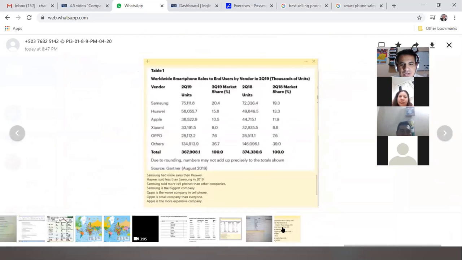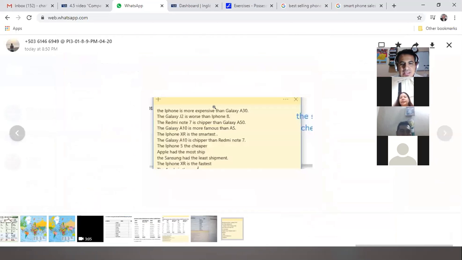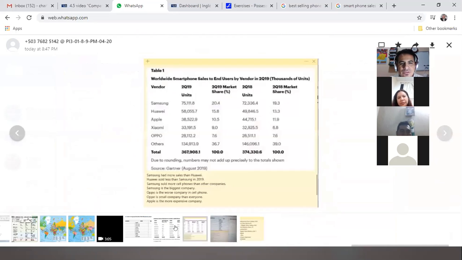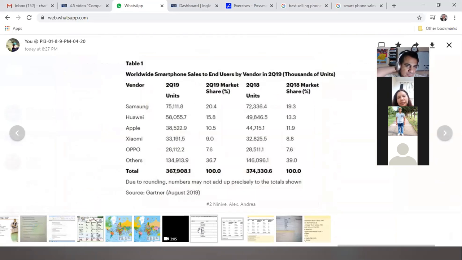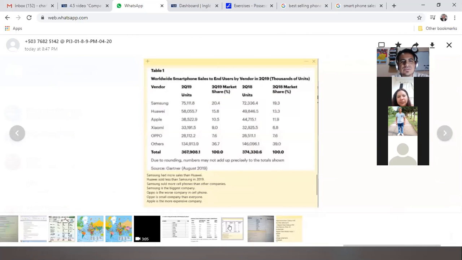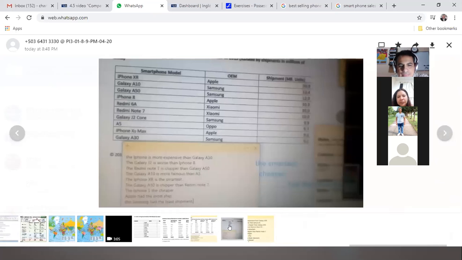The next picture I have es el equipo de Ana, Alex, and William. Aquí está la foto de ellos. No es esta. This is the picture, right, William? Que tenían ustedes. La próxima imagen. Ah, es la siguiente. Esta es la que tenían ustedes. La próxima. The next. Ah, okay.